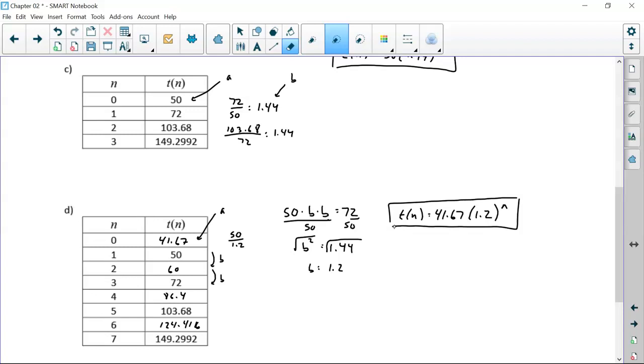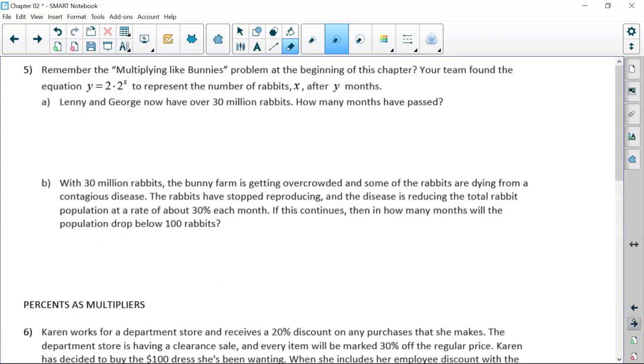On the next page, if you remember that first problem we did in this chapter, the multiplying by bunnies, we found the equation y equals 2 times 2 to the x. Now they have over 30 million rabbits. How many months have passed? So what we have here is 30 million. Remember, this is a perfect world where all of the bunnies live forever and everything is perfect.